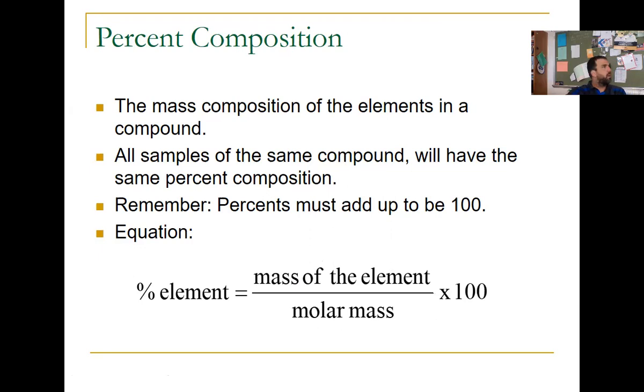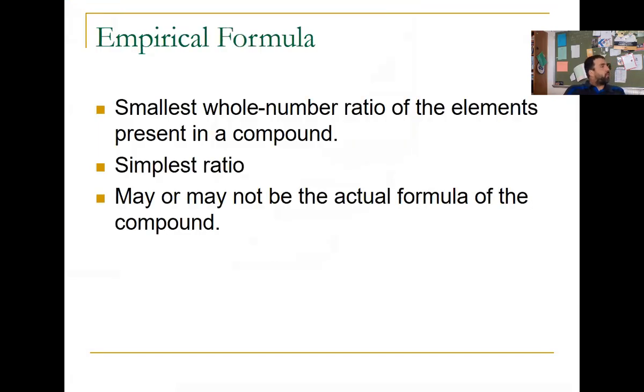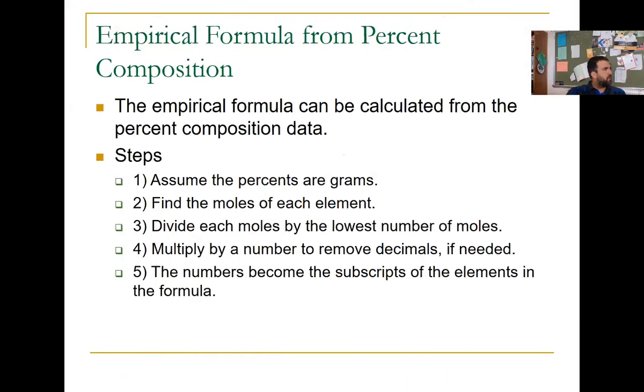All right, so empirical formula. The empirical formula is the smallest whole number ratio. It may or may not be the actual formula. This is kind of the other way, to determine the empirical formula from percent composition.